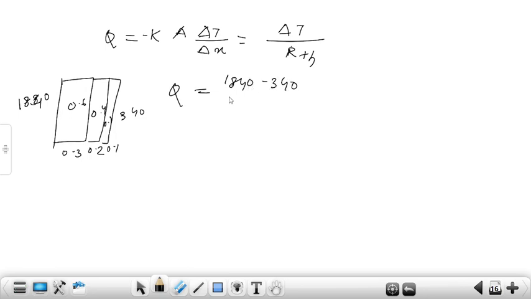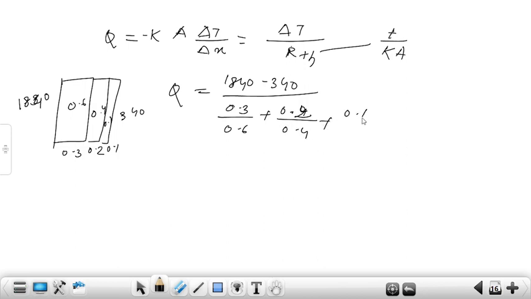So the temperature difference is 1840 minus 340 divided by the thermal resistance. Thermal resistance is thickness divided by conductivity into area. So the thickness of first layer, this is series connection, 0.3 divided by 0.6, and the area given 1, so no need to put the value 1. So next series connection, and the thickness of second layer 0.2 divided by conductivity 0.4. Next 0.1 thickness and conductivity also 0.1.